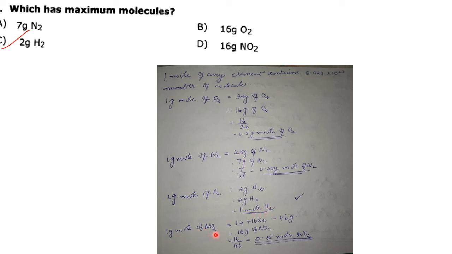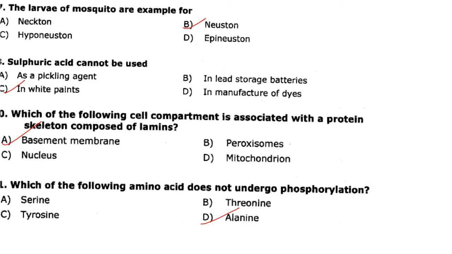1 gram mole of NO2 is equal to 46 grams. So 16 grams of NO2 will be 0.35 moles. So out of all these 4 options, which is having the maximum value, that is 1 mole, 2 grams of hydrogen. So answer is option C. Next one. The larvae of mosquito are an example of neuston. Answer is option B. Sulfuric acid cannot be used in white paints. Answer is option C.